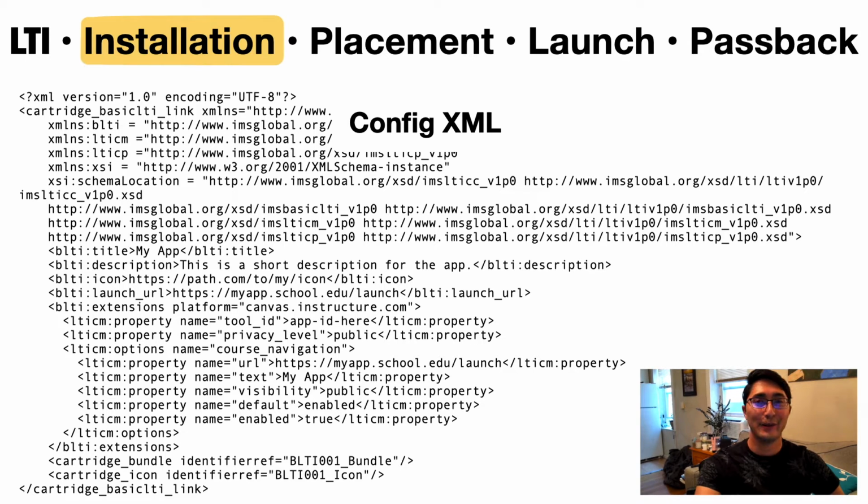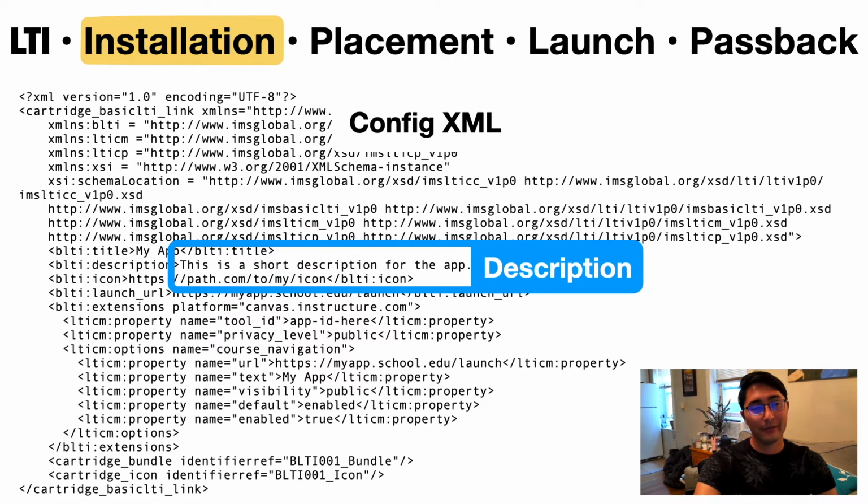In order to install an LTI, you need the app's config XML. And this file looks a little daunting, but I'm going to point at a couple things as we go in this file that help the LMS understand more about the app. So everything about the app should be in this XML. So let's point to just a couple things. So here's the app title, and here is a short description of the app, just a little text description. Again, I'll point at other things as we go, but the important thing to know is that you need this configuration XML in order to install an LTI.